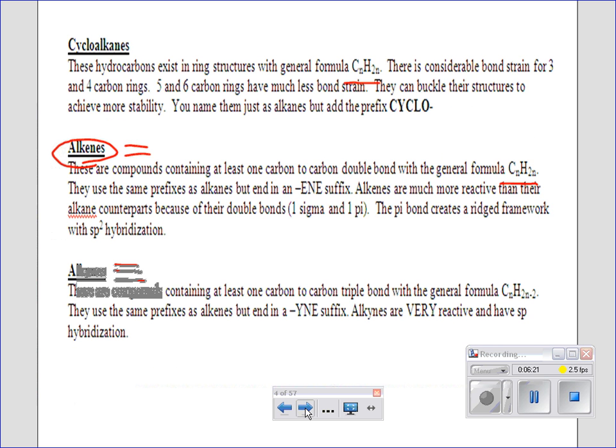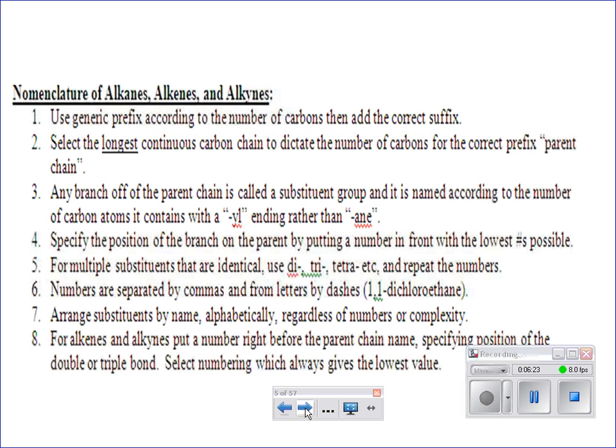Okay, so let's go ahead and look at rules for naming alkanes, alkenes, and alkynes. Use the generic prefix according to the number of carbons and then add the correct suffix. By number of carbons, I mean the number of carbons in the longest parent chain. I call it the parent chain. It's the longest chain, and when we practice, I'll show you what I mean by that. Select the longest continuous carbon chain to dictate the number of carbons for the correct prefix. All right? Is everyone okay with that?